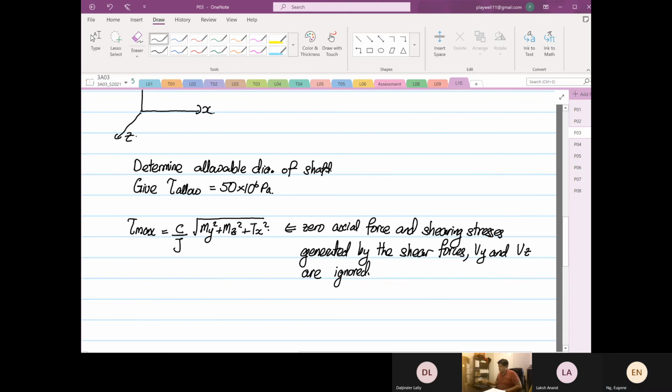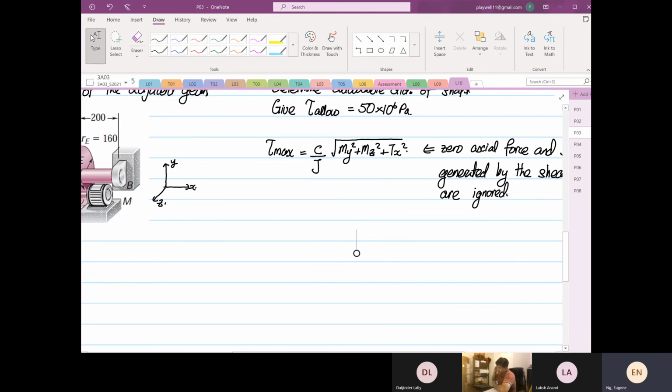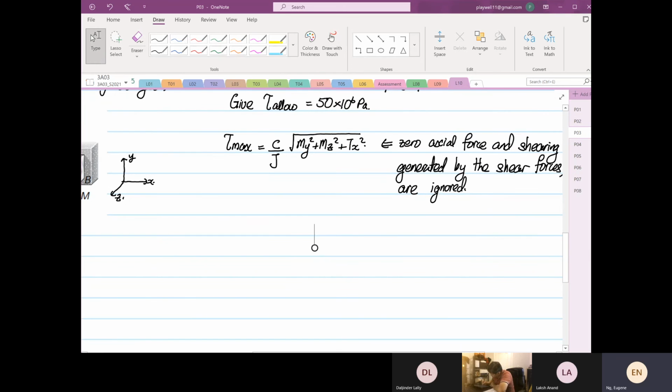Now we have to find. So this is our task. As I say, the formula is real straightforward, not difficult at all. But now we have to find our My, Mz, and our Dx.